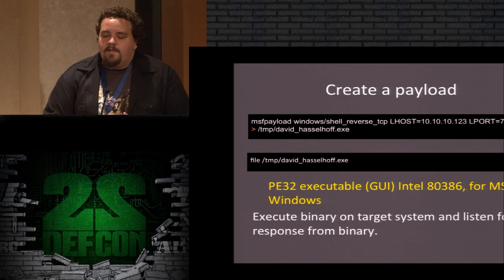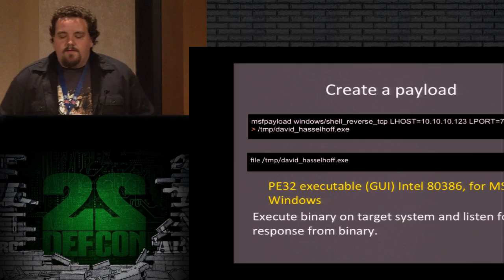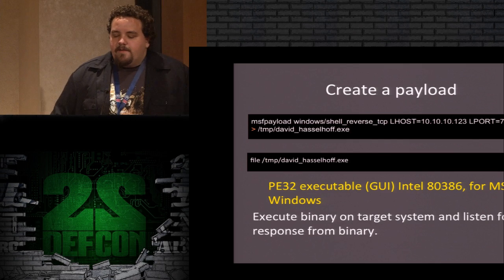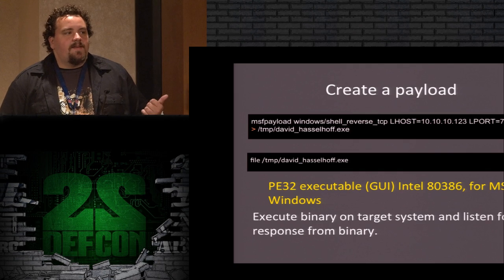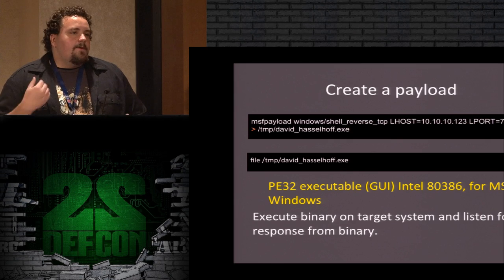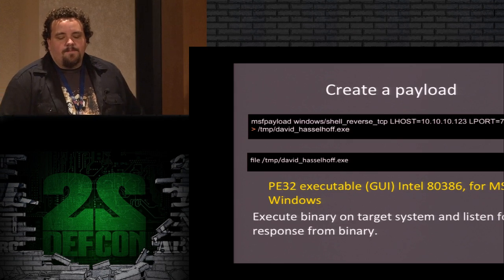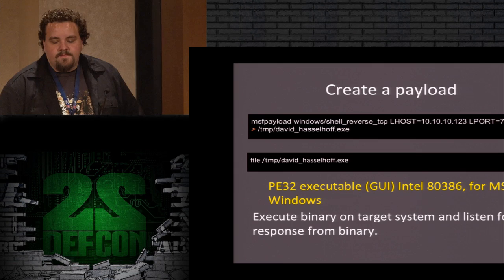We're going to run msfpayload. We're going to use a Windows shell, reverse TCP. We set the LHOST. We set the remote port. And so we created our David Hasselhoff exe. And we're going to email that to our victim. Or we're going to either have it available or put it on their system. Be like, hey, I got this great Hasselhoff program you need to check out.